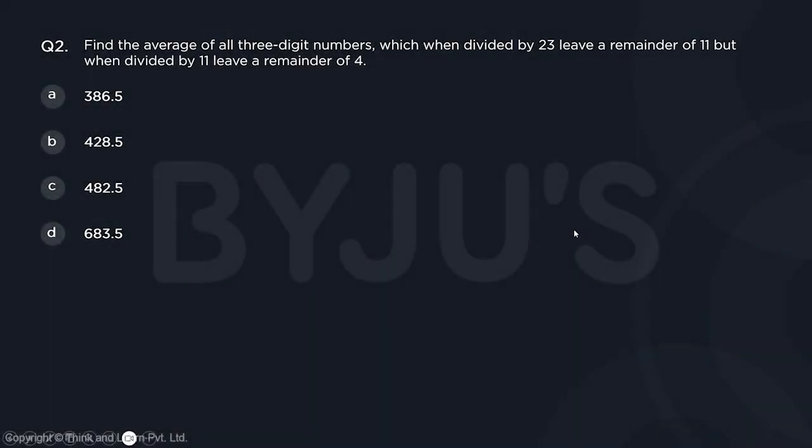Question number 2. Find the average of all 3-digit numbers which when divided by 23 leave a remainder of 11, but when divided by 11 leave a remainder of 4. So let's say n is such a number which when divided by 23 leaves a remainder of 11, but when this same number is divided by 11 it leaves a remainder of 4.